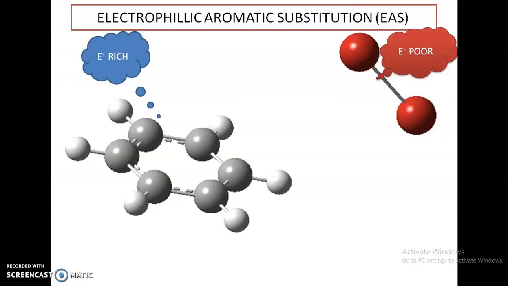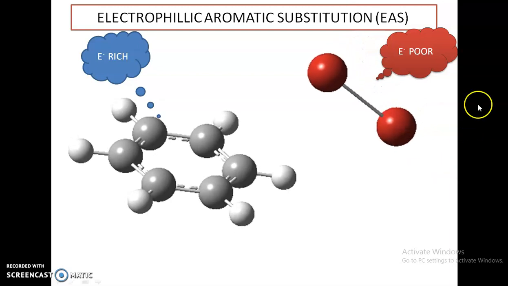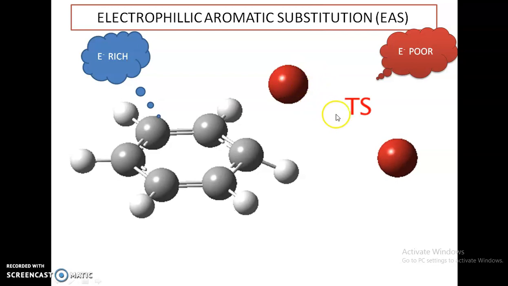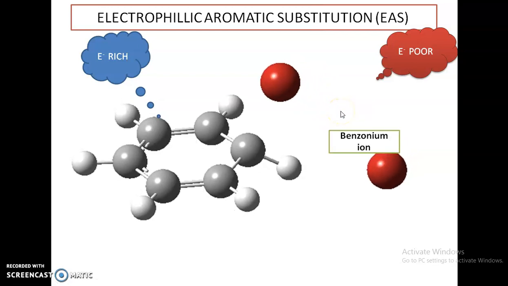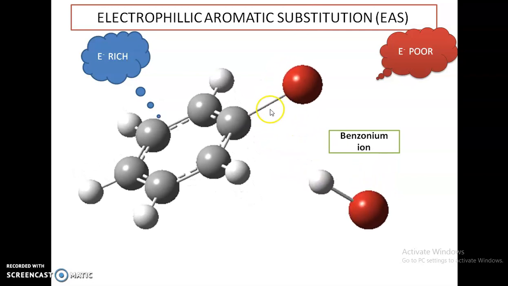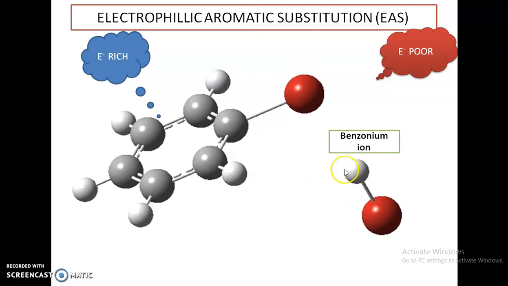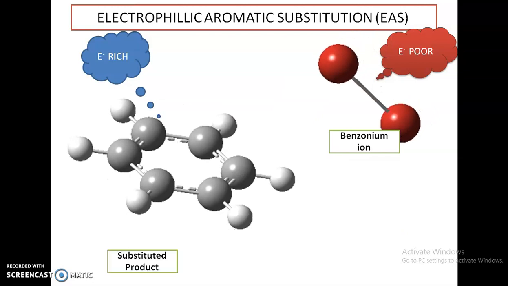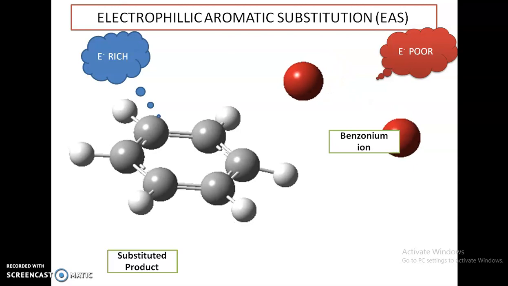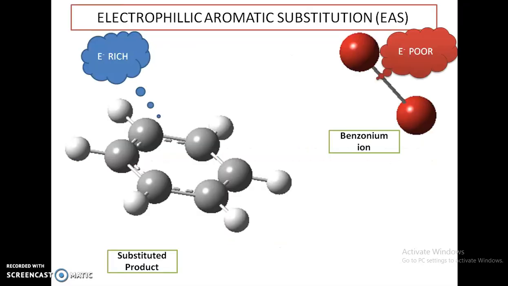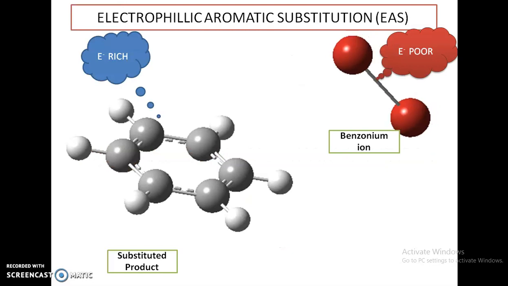So this is a 3D view where I have an electron poor species and an electron rich benzene, the electrophile is generated, and there is a transition state where the benzonium ion is formed, and then lastly a product is formed where a new bond is created between the electrophile and benzene, and the H plus is lost to the system to get a substituted product. So this is a 3D view of our electrophile generation, formation of the transition state, and ultimately the substituted product. I hope you have understood it.